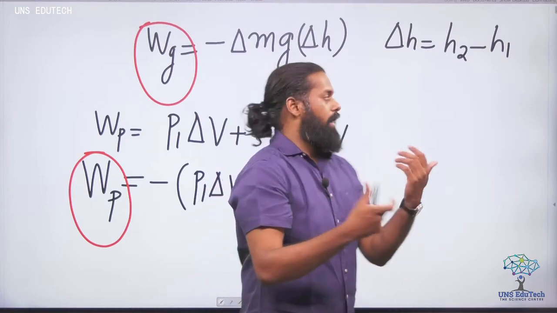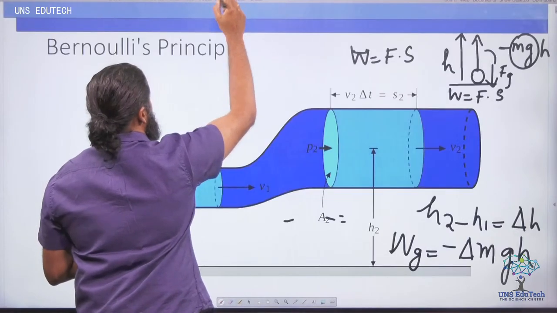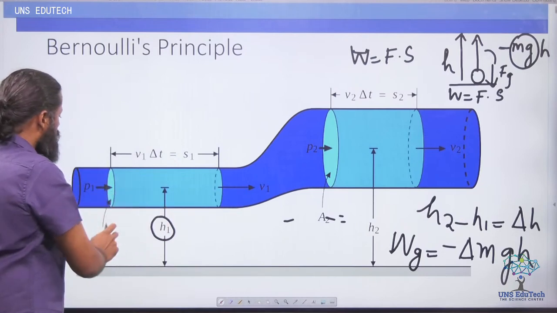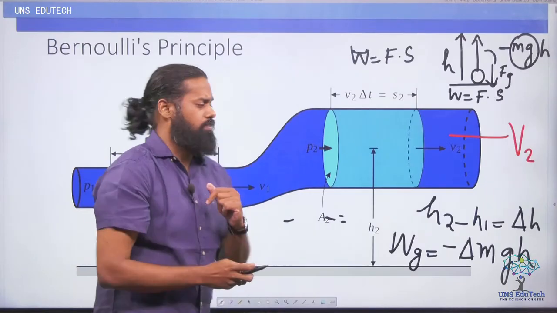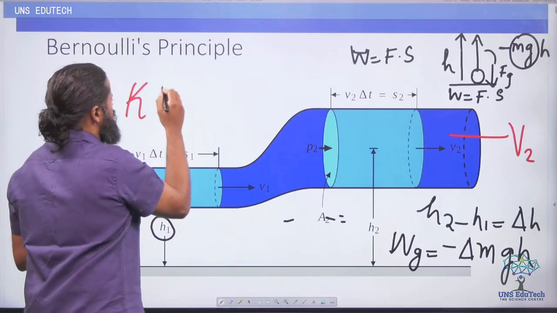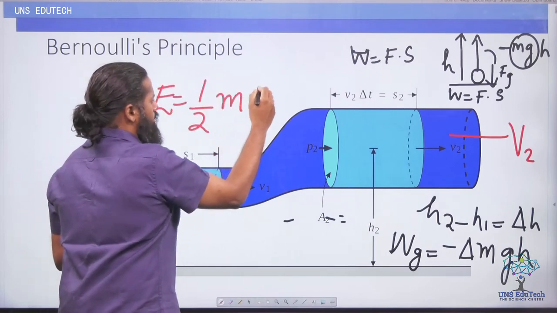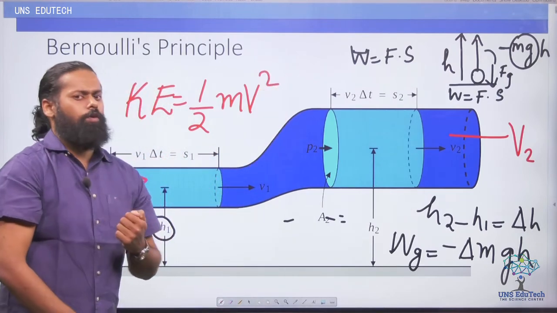So let us go back to the system. Let us see this frame again. Here, the fluid is moving with velocity V1, and the fluid velocity changes to V2 here. So there will definitely be a change in kinetic energy for a fixed amount of mass. What is the definition of kinetic energy? Kinetic energy is nothing but half m v square. All of you know the definition. Here we are considering a small amount of mass, delta m.